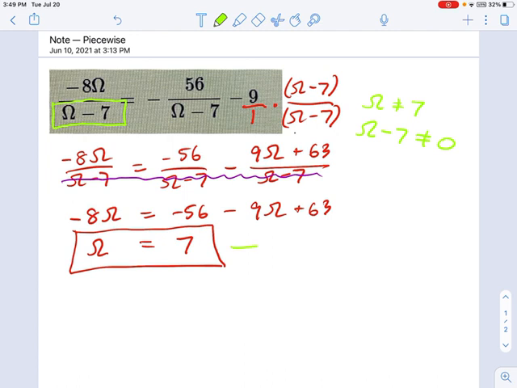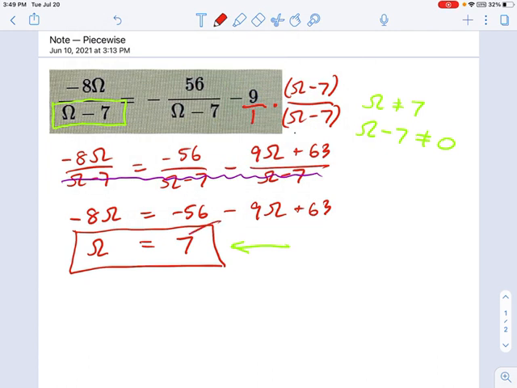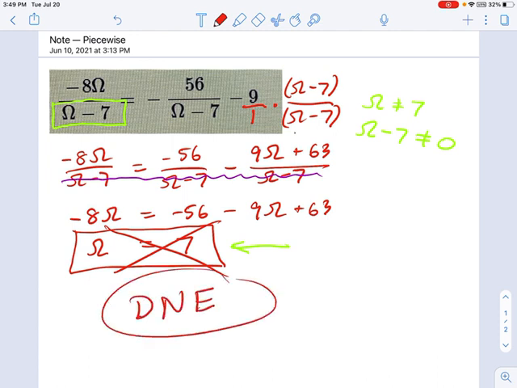But look at what our answer is. We already got omega equals 7, so we have a conflict here. And that means the solution we found is invalid, and this particular problem is a DNE. Now, it won't be like that every time. Sometimes you might get 2 solutions and one of them gets knocked out. Sometimes they'll both be okay, but sometimes you have no solution that works, so you just answer DNE.